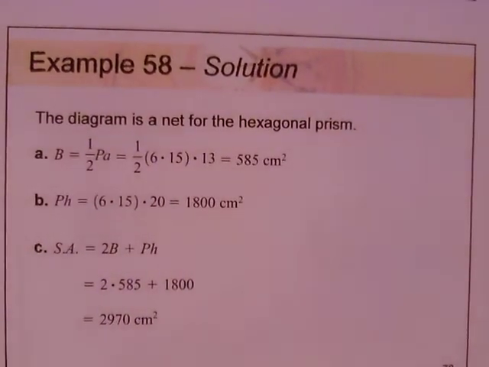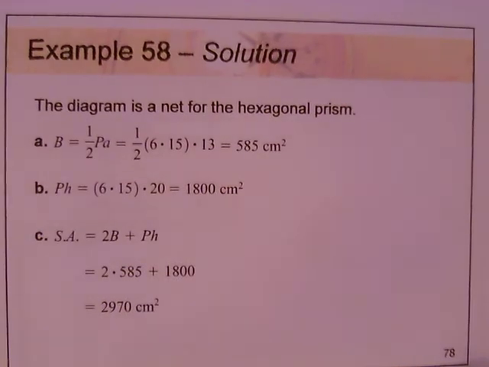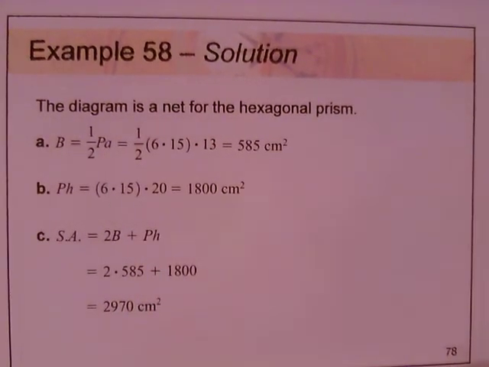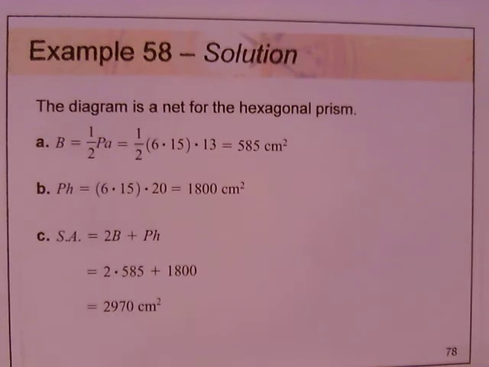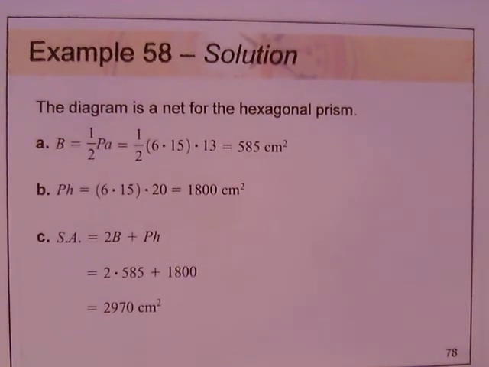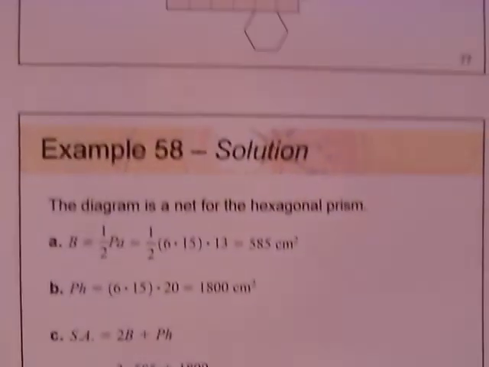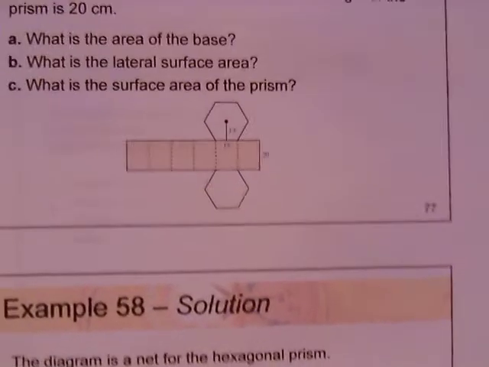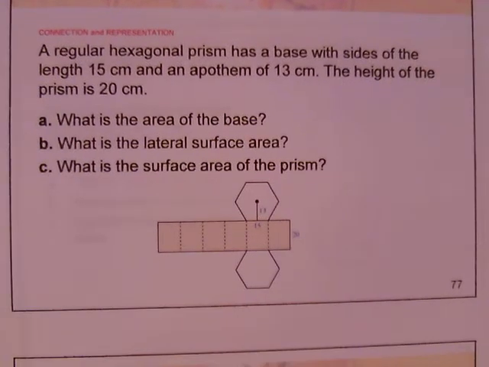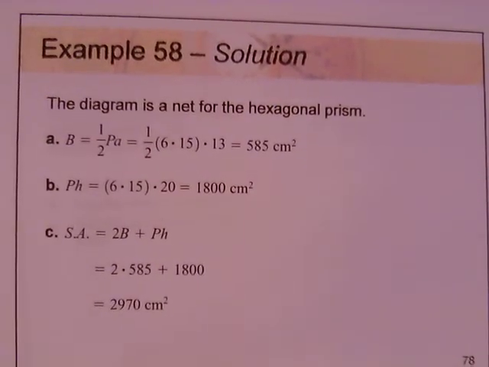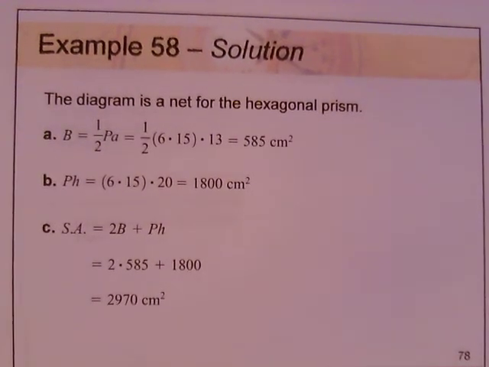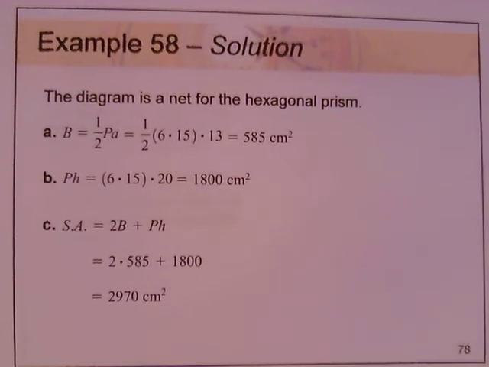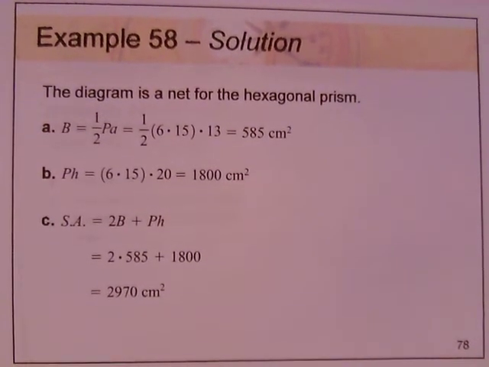In this case, the diagram is a net for the hexagonal prism. Now we're going to find the base. It is a hexagon, so we have to use the formula one half the perimeter times the apothem. A hexagon has 6 sides, so the perimeter is 6 times the side length of 15. So that's one half times 6 times 15 times the apothem, which is 13. Multiply that out, and you get 585 square centimeters. That's the base.